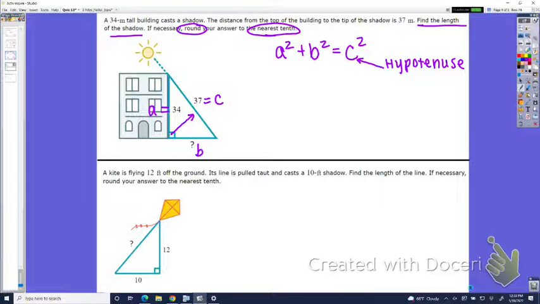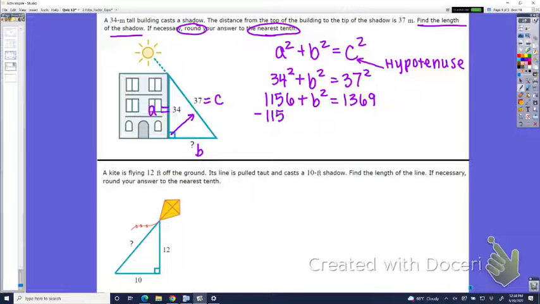So if we substitute this into Pythagorean theorem, we got 34 squared plus B squared equals 37 squared. Following order of operations, you have to square the numbers. So 34 squared is 1156 plus b squared equals 37 squared is 1369. You have to get b alone by subtracting 1156 from both sides.